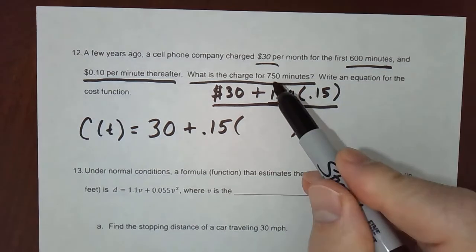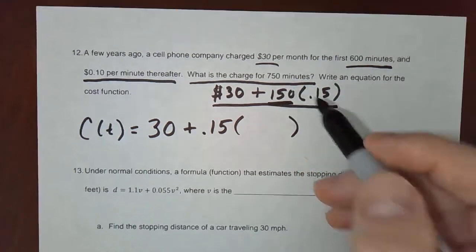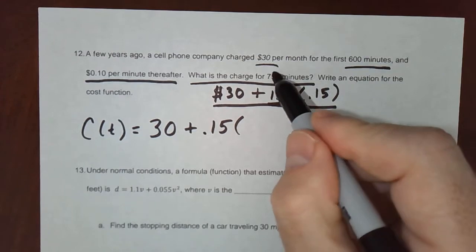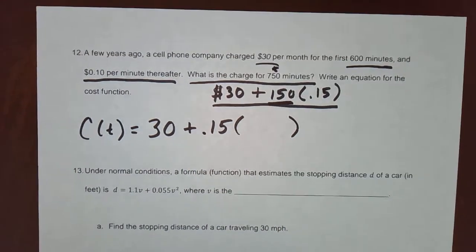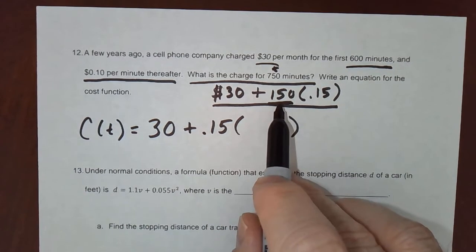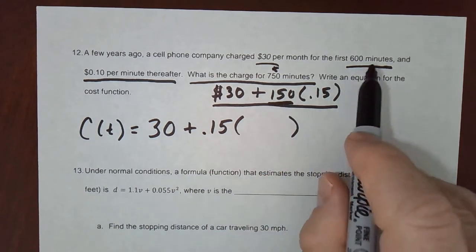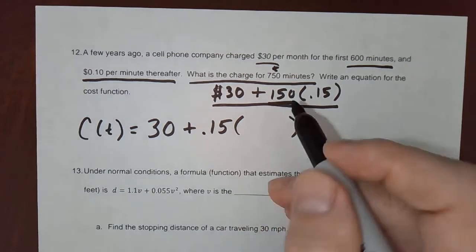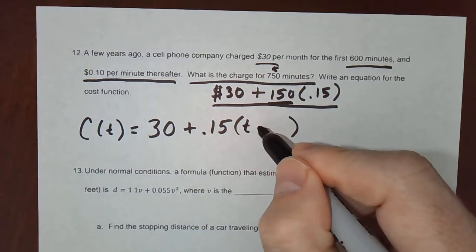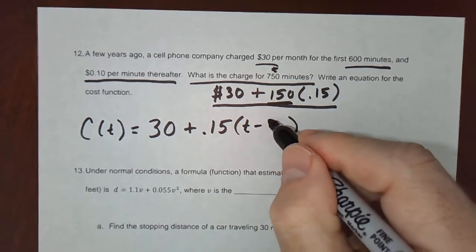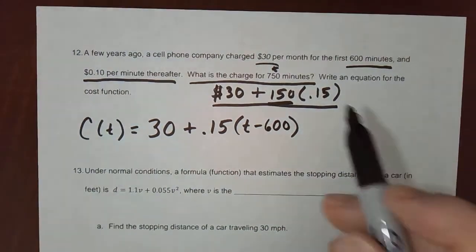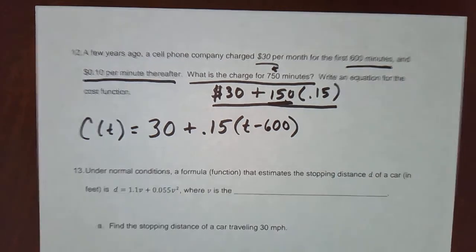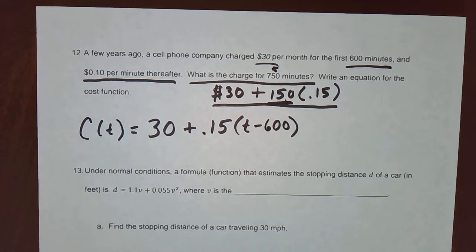Well, the 750 minutes really corresponds to our t. t is 750, and then how did I get 150? I subtracted 600. So t minus 600 would give me this number here. Now we're not completely through here, but this will work.